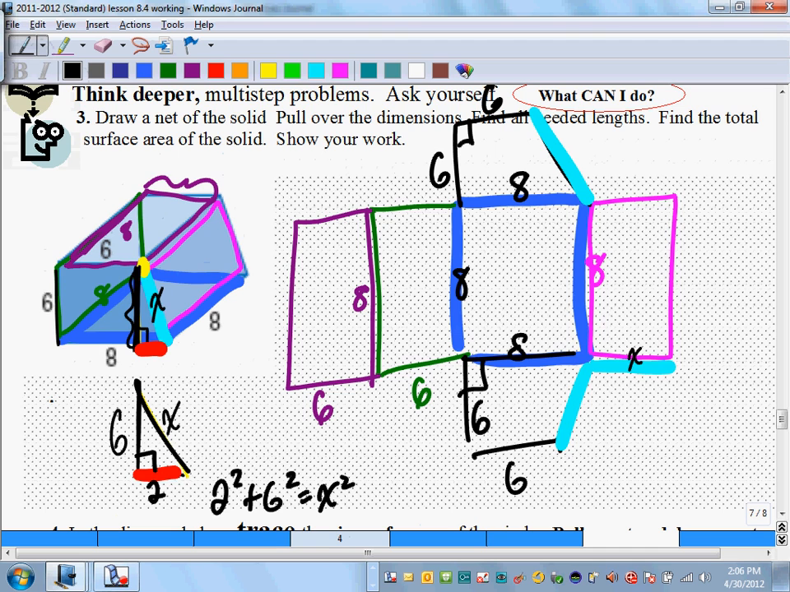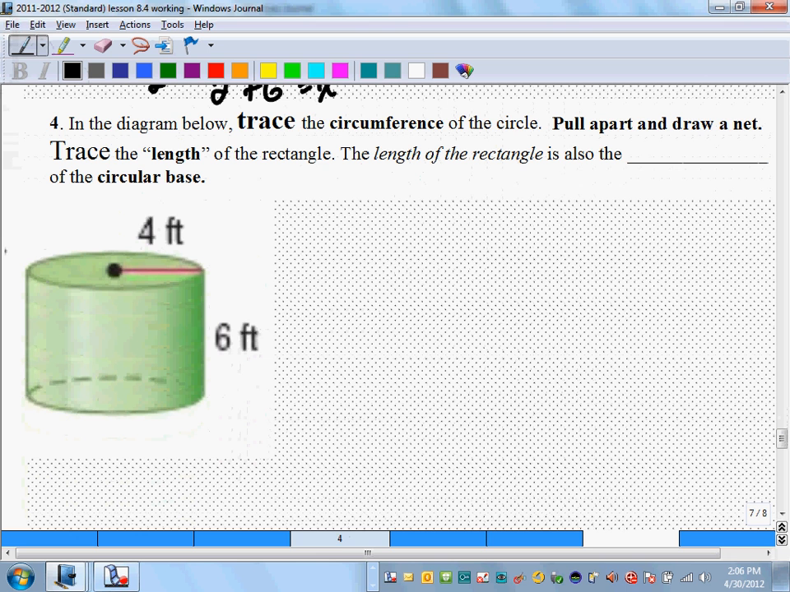All right. You do your own math for the rest. Go. Students, if you're stuck on 4, raise your hand. I'm going to come help you.